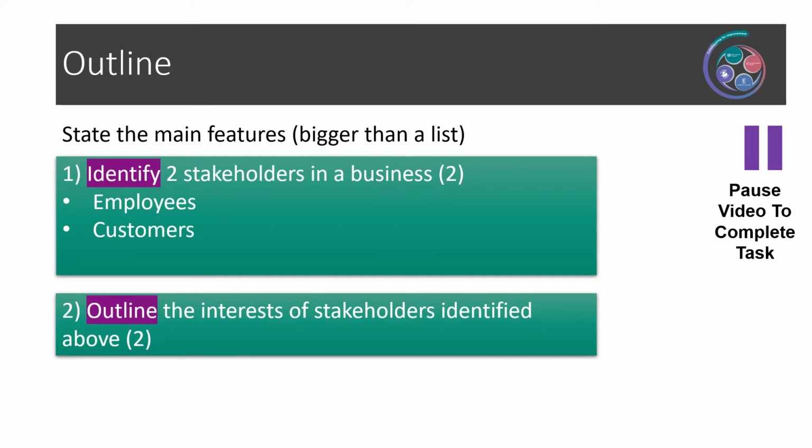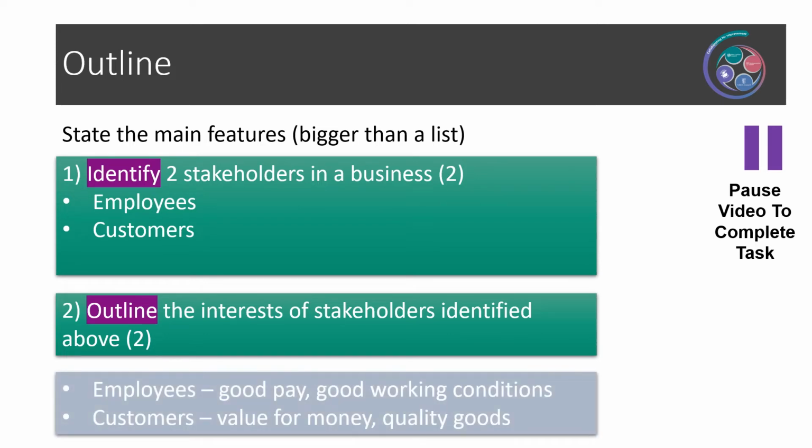So going over the example then, like I have before. Employees, they want a good pay. If you've got good pay, that would be fine. But to give you another example, you could have said employees want good working conditions. Customers want good value for money, or customers want good quality goods. Now you can see there that you don't need to go too much in depth, but you definitely need to make it bigger than a list.